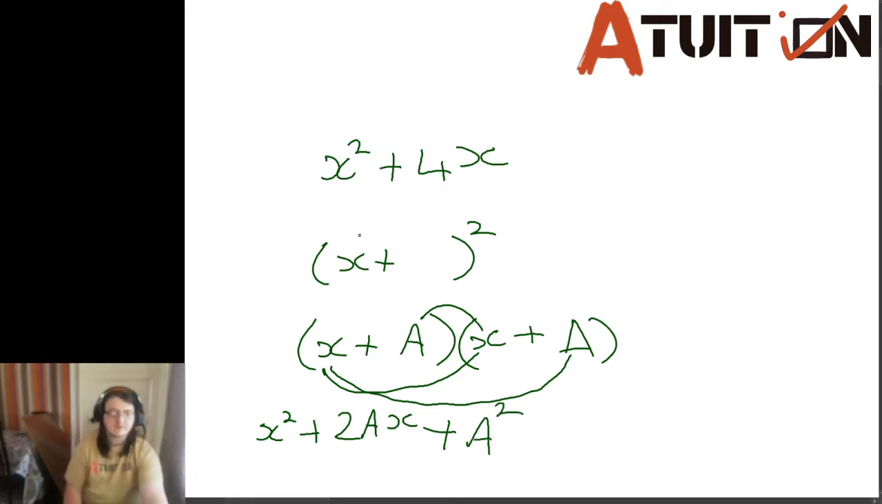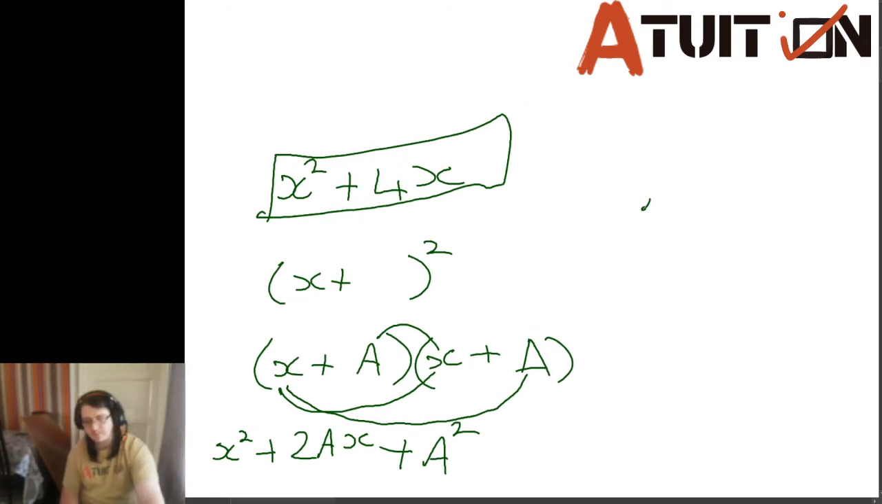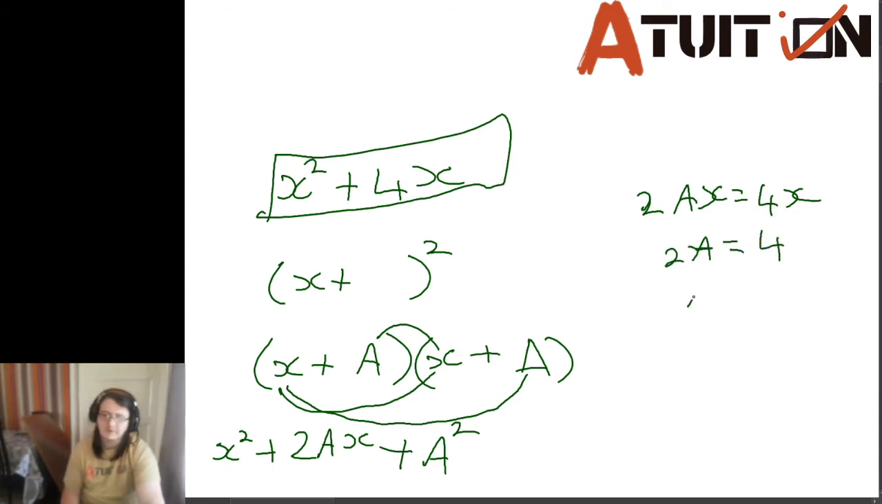Well, this needs to compare to this. So we've got the x squared, that's alright. The 2ax should represent the 4x. If 2ax is 4x, let's write that out. 2ax is equal to 4x. If we divide both sides by x, we've got 2a equals 4. And then if 2a is 4, a is 2. So if a is 2, that's what will go there.